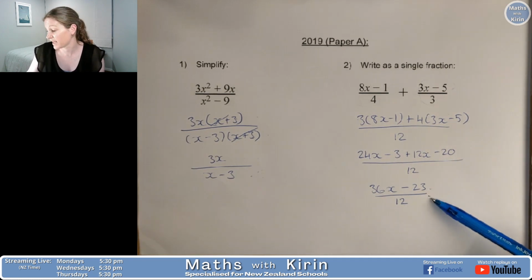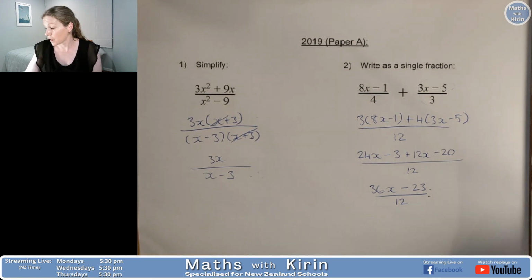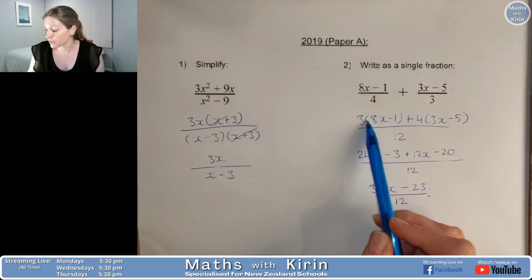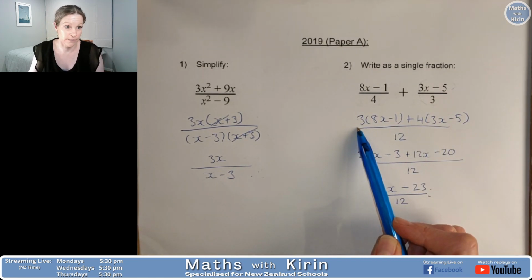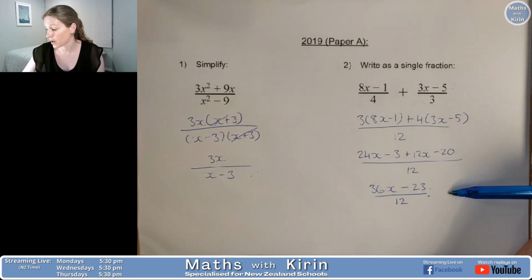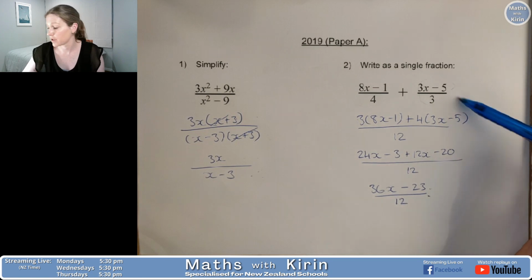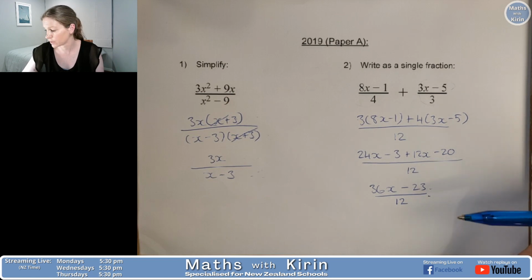So this question, again, if you get all the way through, you get your 36x minus 23 over 12. That's a merit. If you get the correct arrangement of your numerator, then that's achieved level skill. So even if something goes wrong when you're simplifying down here, if you can get that right arrangement for your numerator, then that's your achieved level skill.